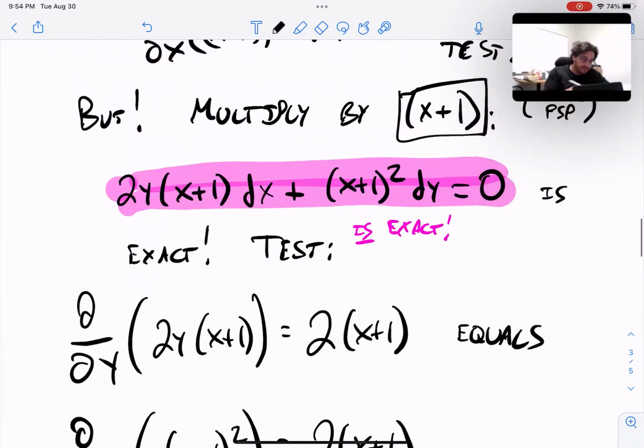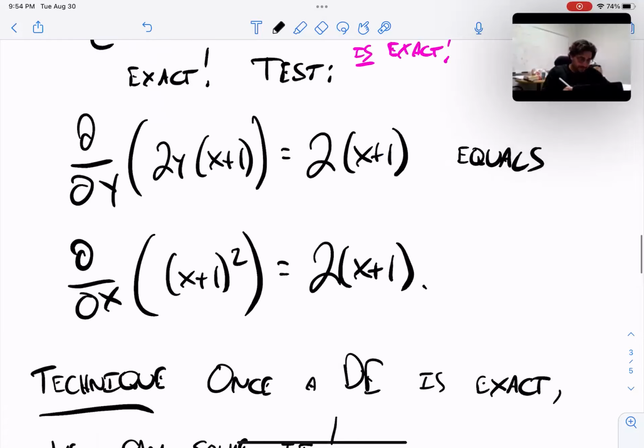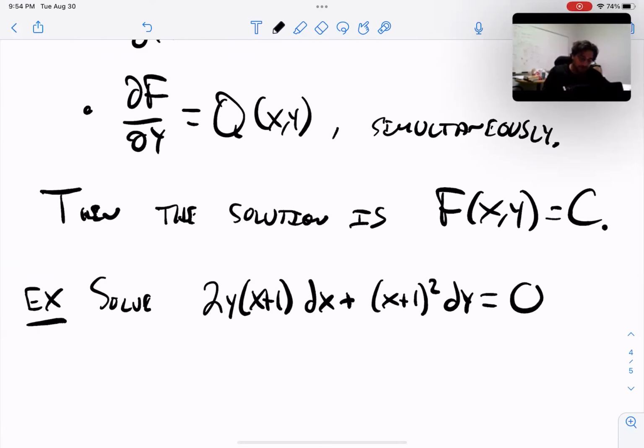So let's demonstrate it on this equation, right? This was our equation that we said was exact, right? So let's solve this equation by exactness. So I have 2y(x plus 1), there's p, right? And then I have (x plus 1) squared, that's q. I'm going to solve this by exactness.